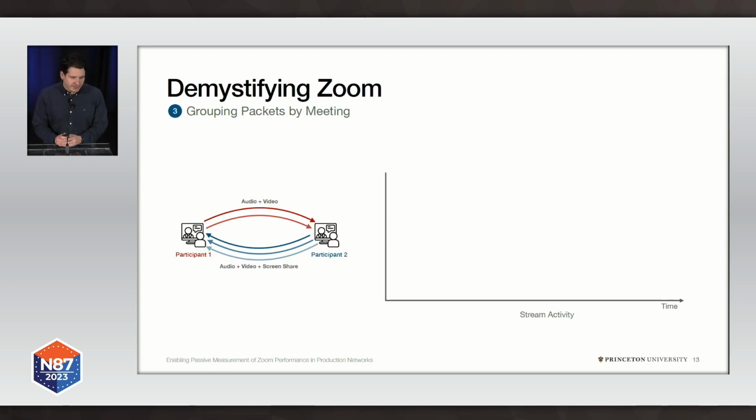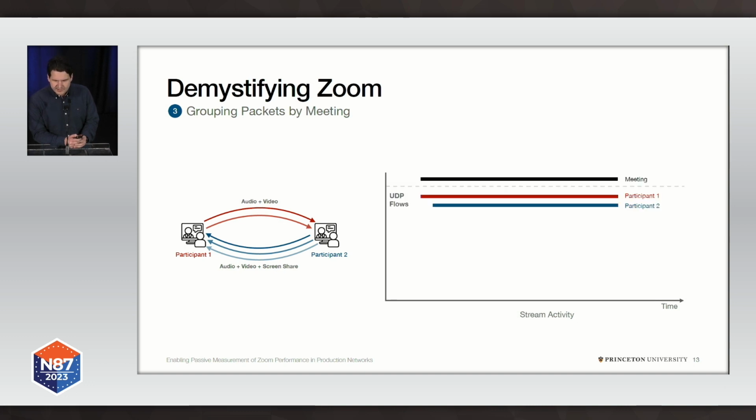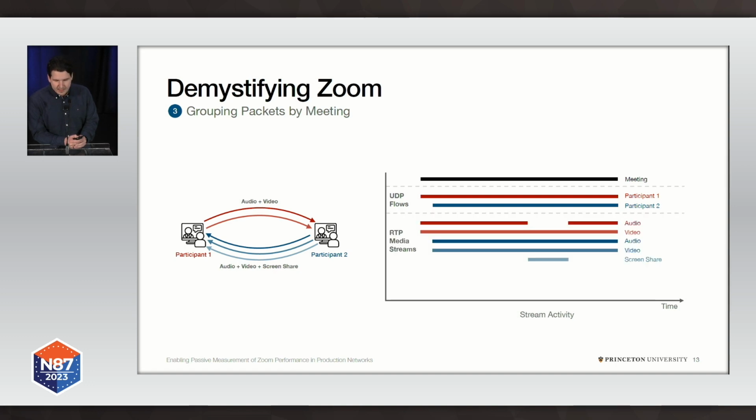So taking together all of this knowledge of detecting Zoom, the packet format, and also the grouping heuristic, we can actually draw a pretty detailed map of every Zoom meeting that's going on in our campus. So take, for example, a meeting with two participants, participant 1 in red, participant 2 in blue, and participant 1 here shares their audio and video at some point during the meeting, and participant 2 shares their audio, video, and their screen. So at the level of UDP flows, we can say exactly when a participant is joining or leaving a meeting. And then going further at the level of RTP media streams, we can exactly say when a given participant is actually sharing a type of media.